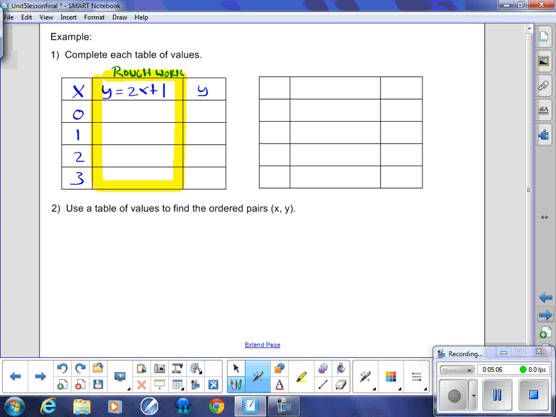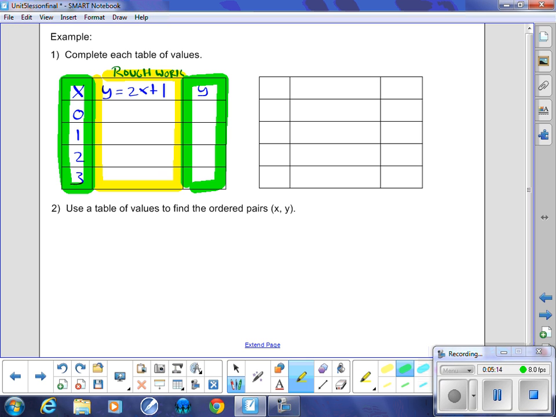So really the values that we're concerned with, that we want, here's the x values. So that's one, and then the y values is the other part. So I'm just going to have the rough work in between. All right. So how does this work? Well, y equals 2x plus 1 is the relationship.